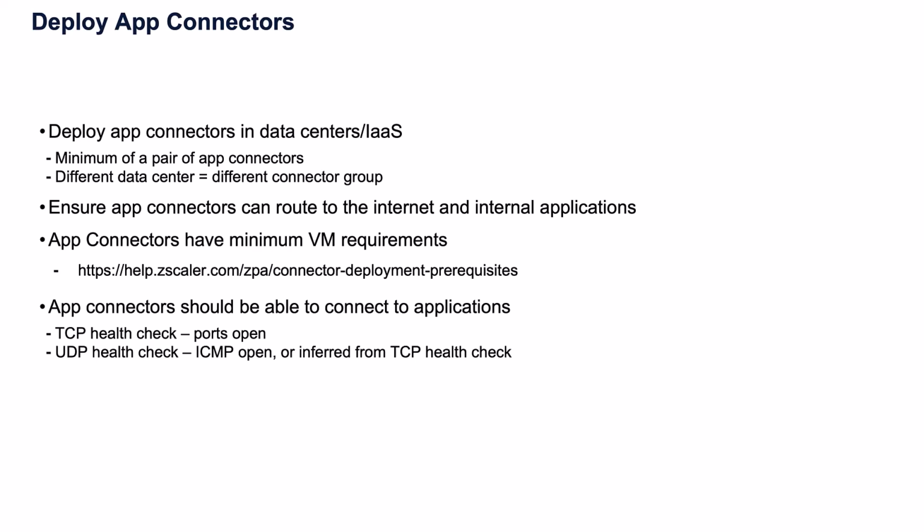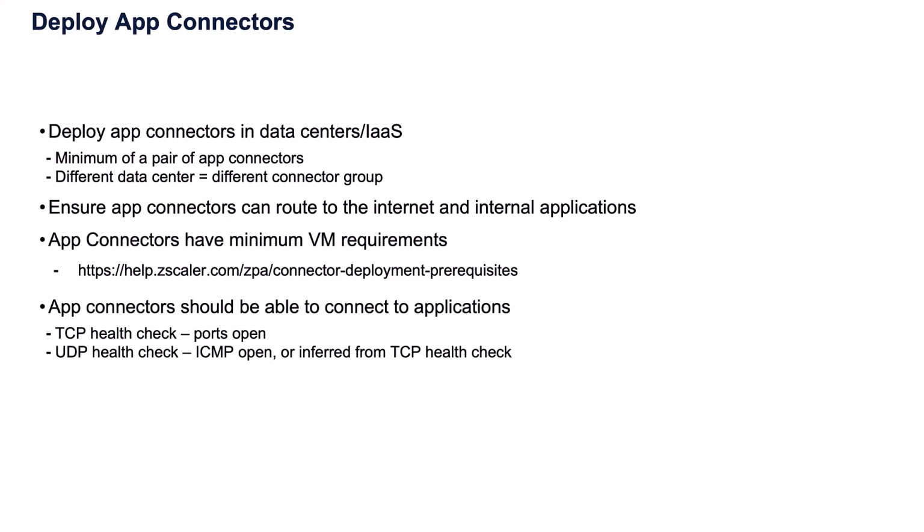For example, I make a TCP connection to TCP 389 and then I get a UDP connection to the same server on UDP 389. I will infer that the application is healthy because I had a TCP connection.